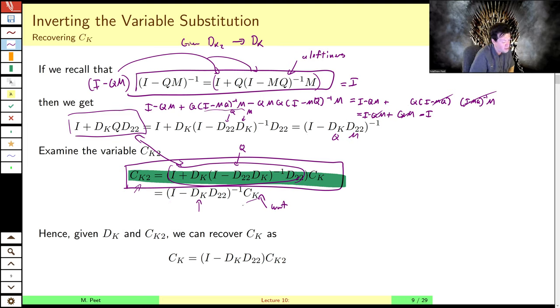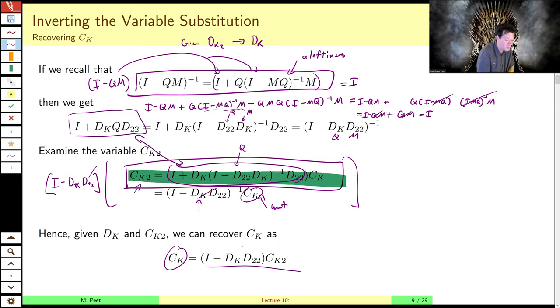So we can simplify now the expression for CK2 as just equal to I minus DK D22 inverse times CK. So remember what the goal is. We want to find CK given CK2. And so it's obvious what we have to do now. We just multiply the whole thing on the left by I minus DK D22. So we do that, these two terms cancel out, and then we have the term multiplying CK2 there, and then CK appears by itself, and so that's what we want.